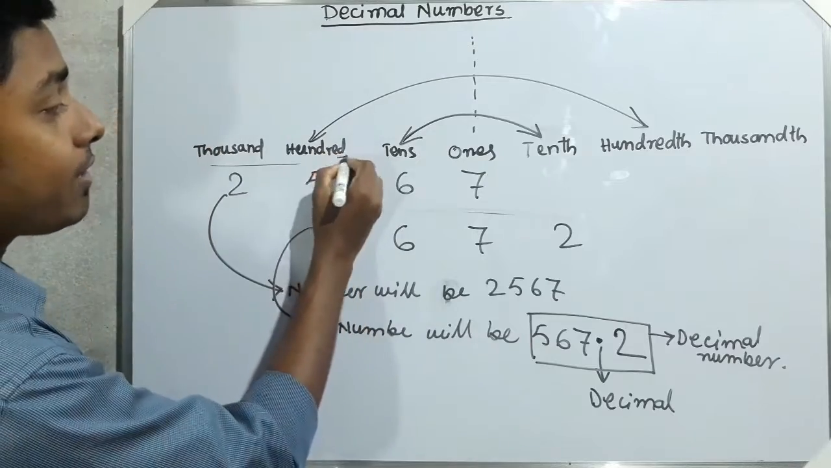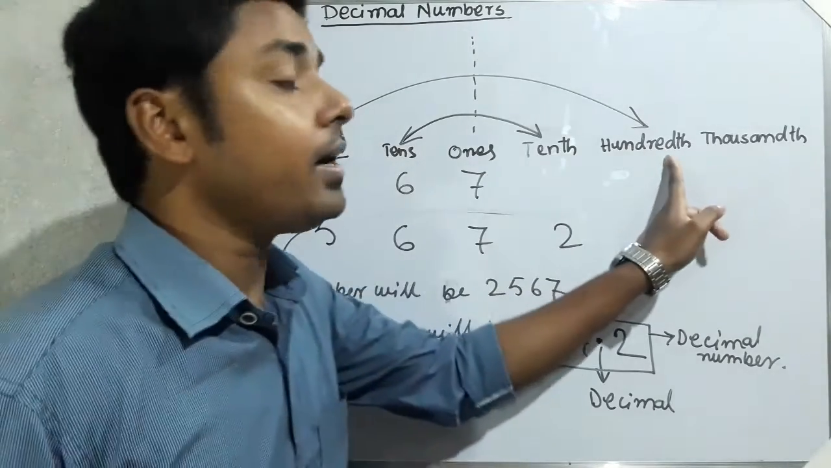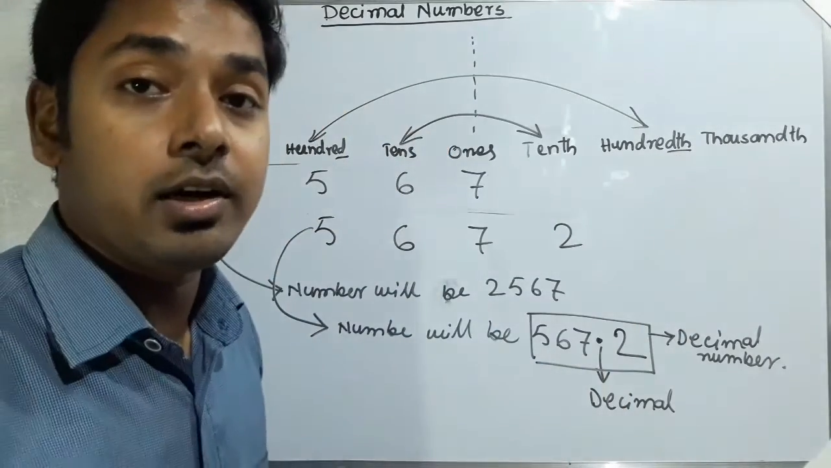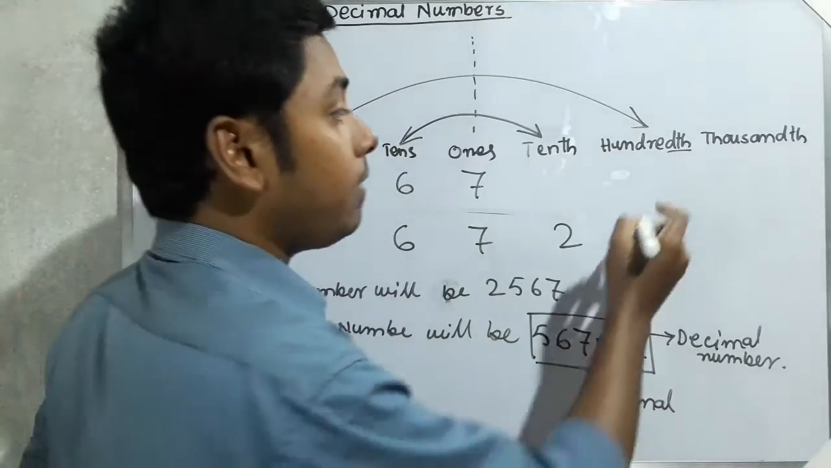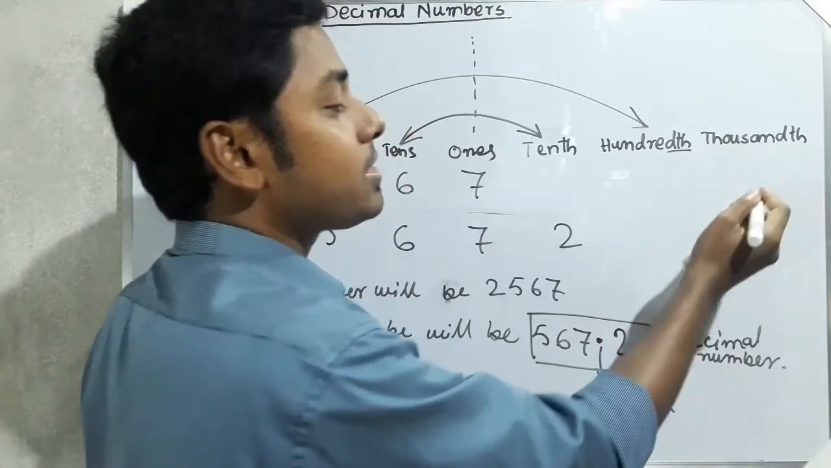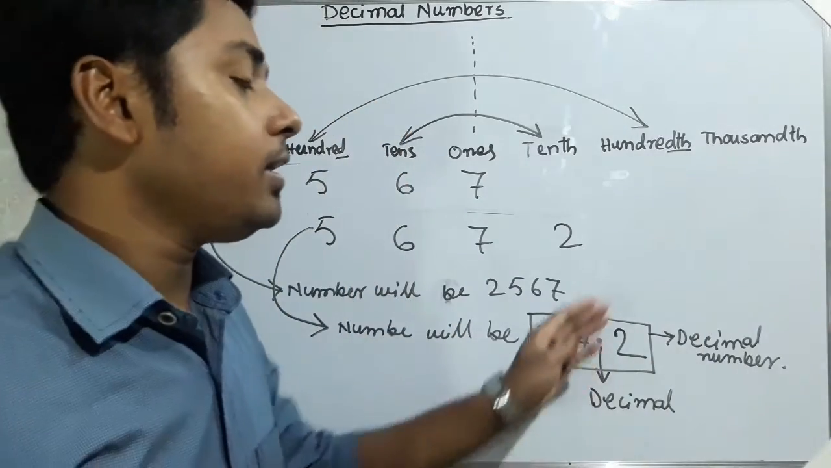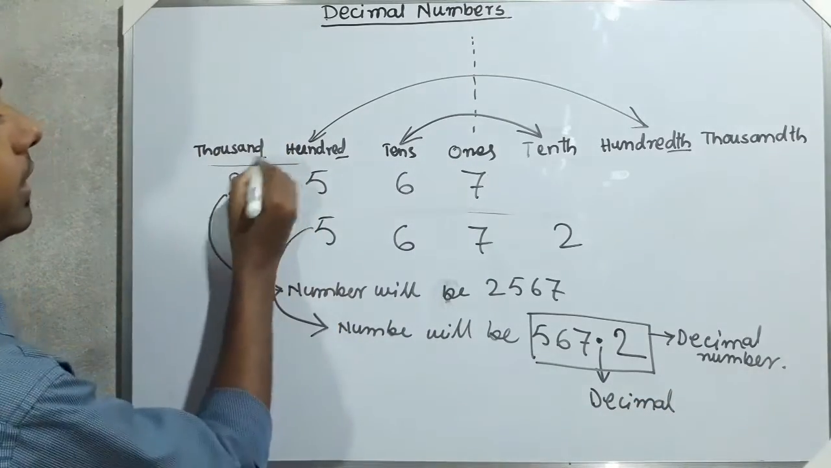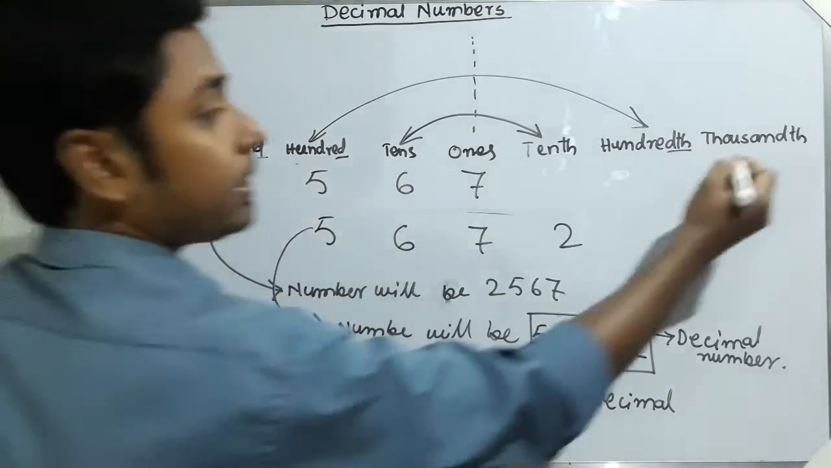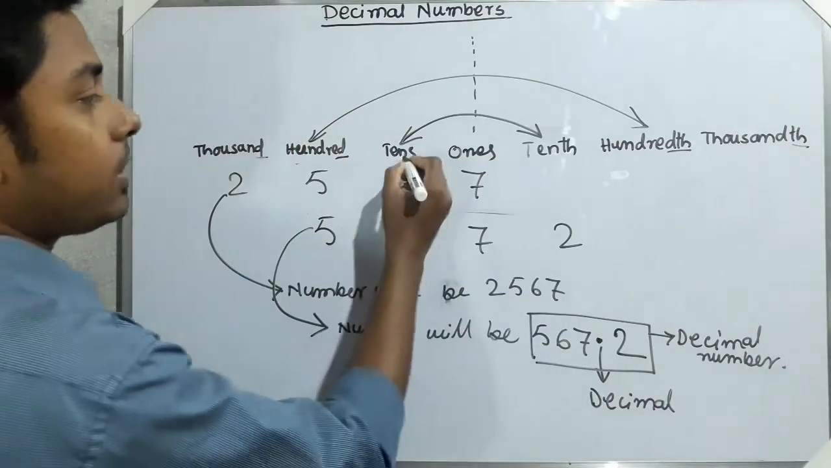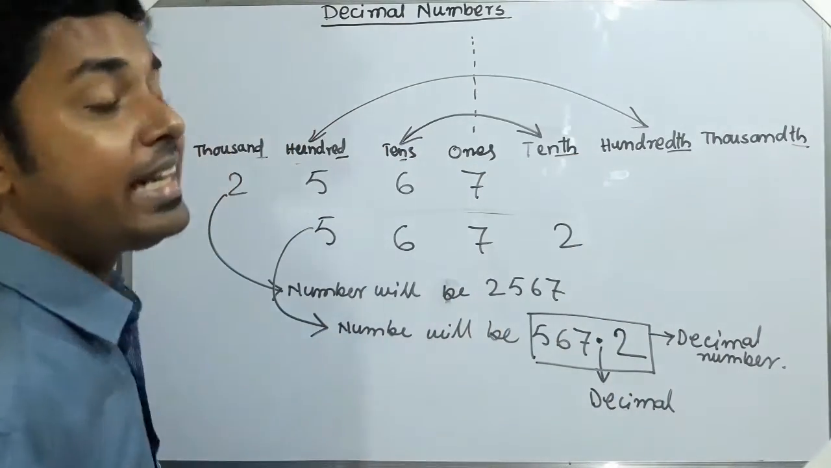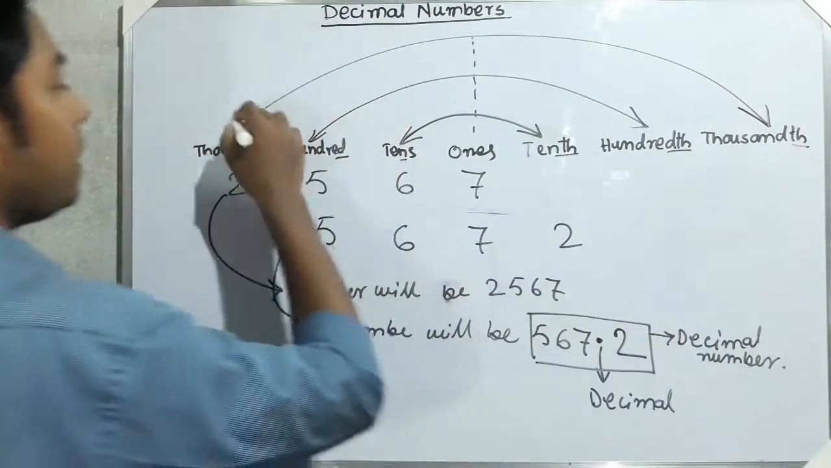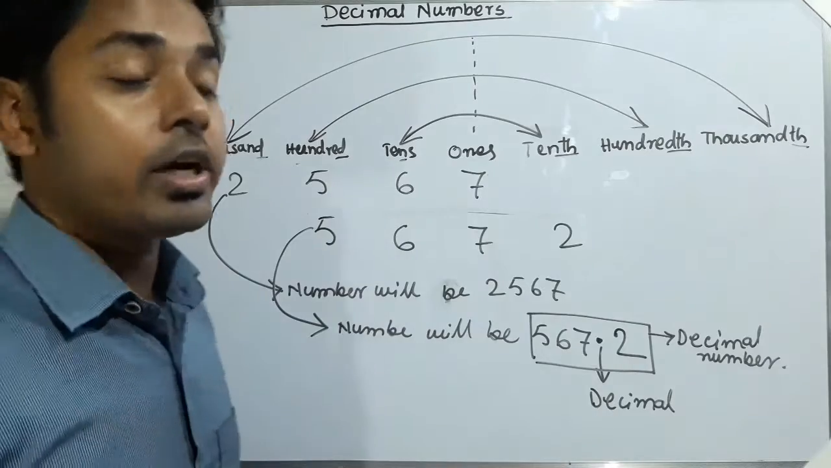In the last position it is 100, but here it is hundredth, with TH. Whenever you have TH in the last term, you have to think it is a decimal number. So here thousand, and here thousandth; here 10, here tenth, with TH in the last position. So these are the differences between the decimal number and the non-decimal number.